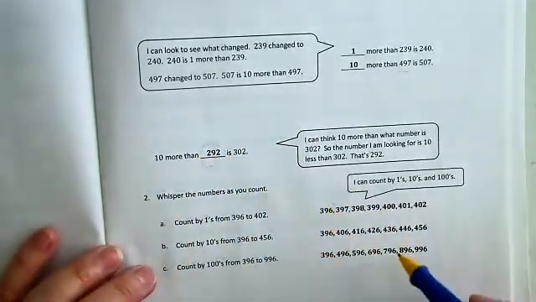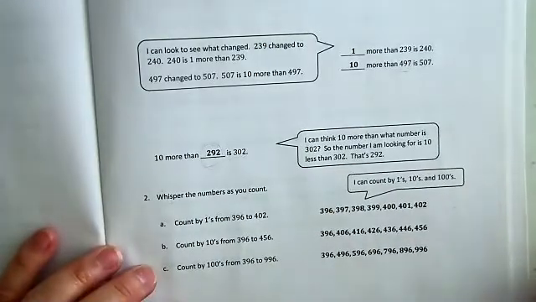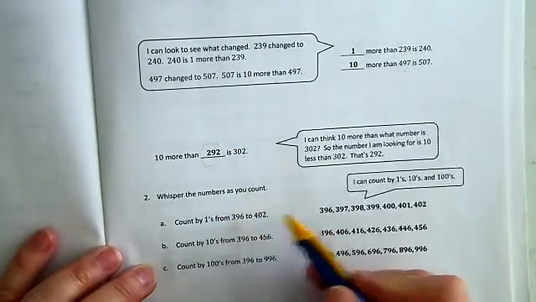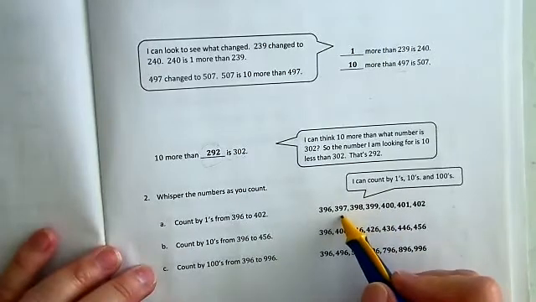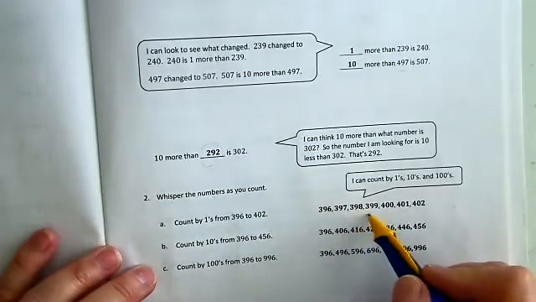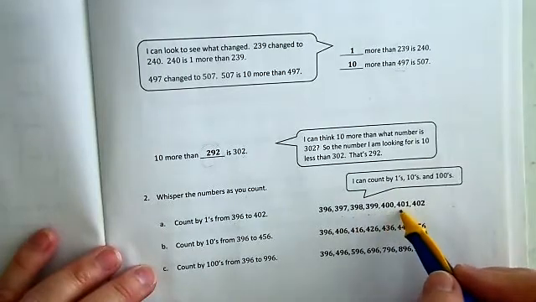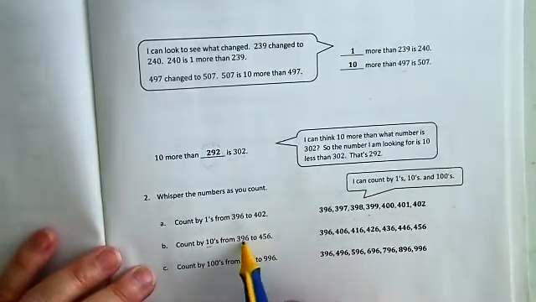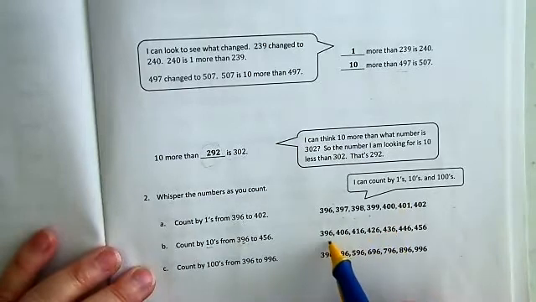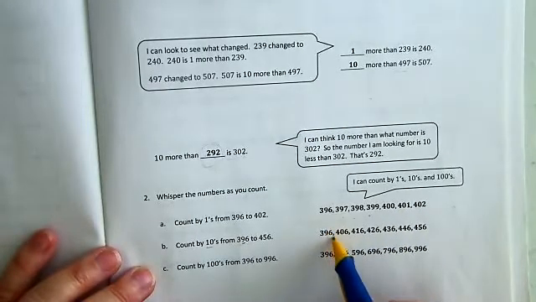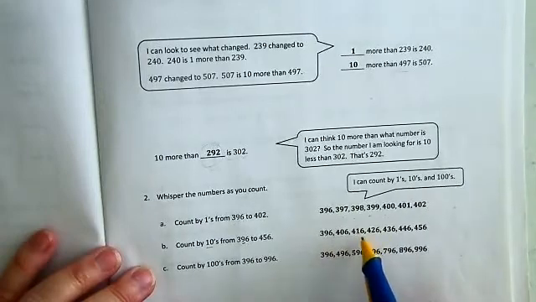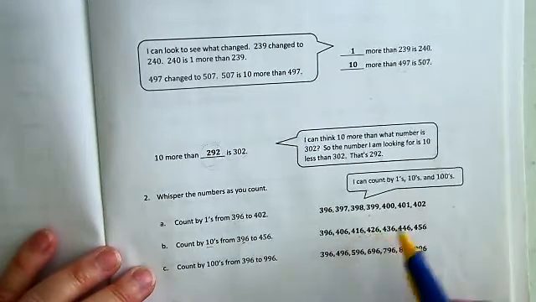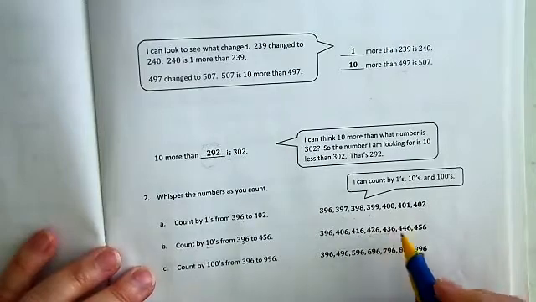And then we're going to be counting by ones, tens, and hundreds. If we're counting from 396 by ones, we're saying 396, 397, 398, 399, 400, 401, 402. If we're counting from 396 by tens, you're changing that tens place every time. So we're going to go from 396, 10 more is 406, 10 more is 416, 10 more is 426, 10 more is 436.